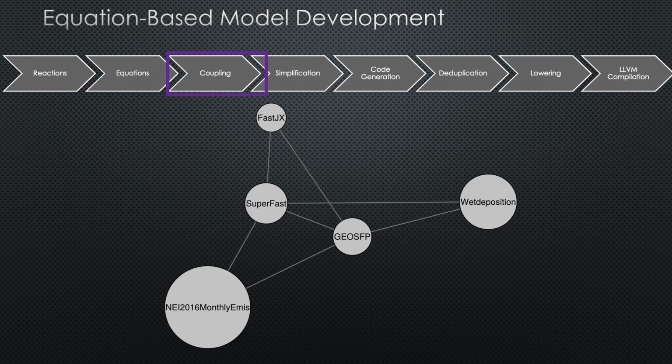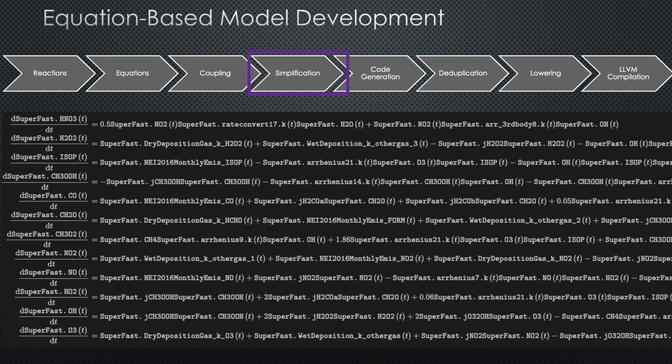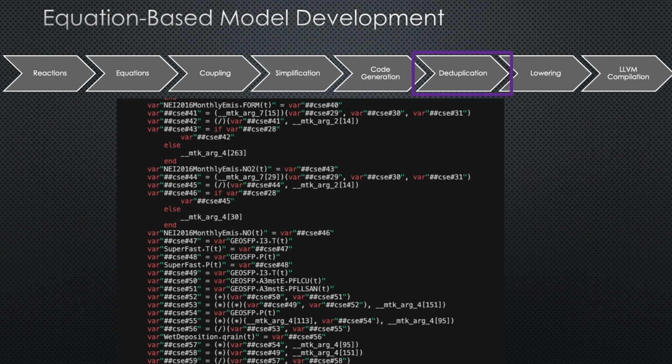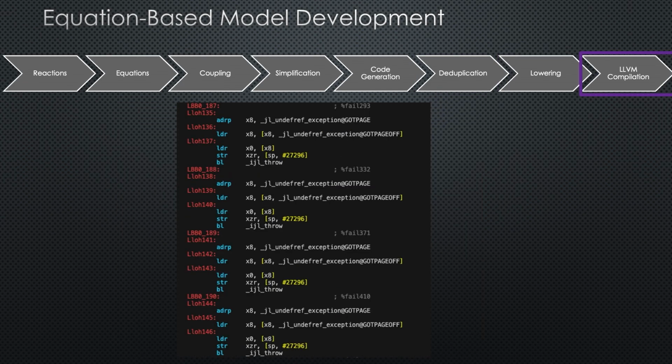And then the rest of everything that would go into model development would be happening automatically. You take all your different systems of equations, couple them together, simplify them into one big system of equations, generate code from that, and then do various different steps to make that code more efficient and something that can run on actual hardware.